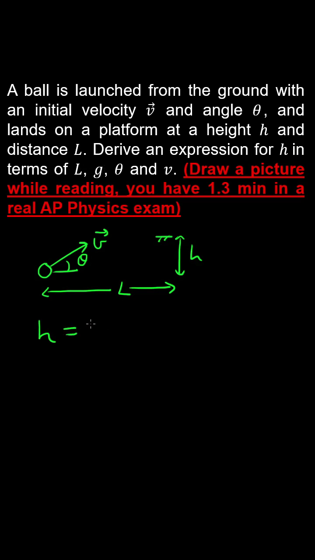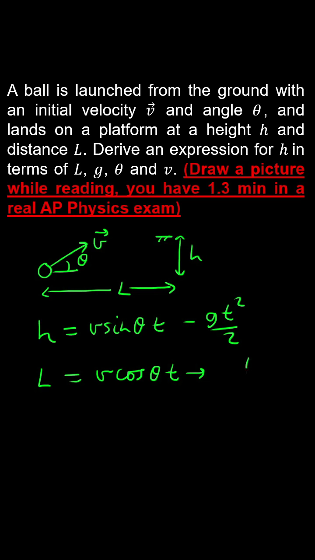So what we have is h is equal to the vertical component of the initial velocity times time minus gravity times time squared on 2, and l is equal to the horizontal component of velocity times t, which implies that t is equal to l on v cosine theta.